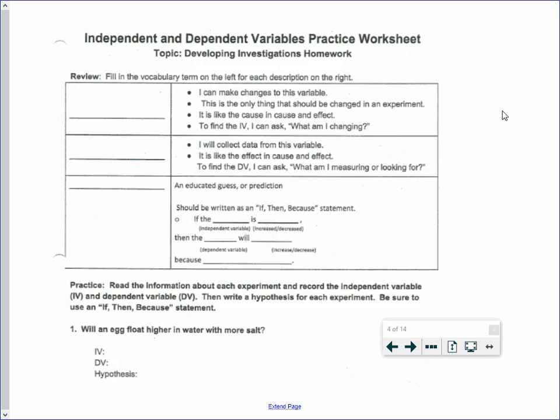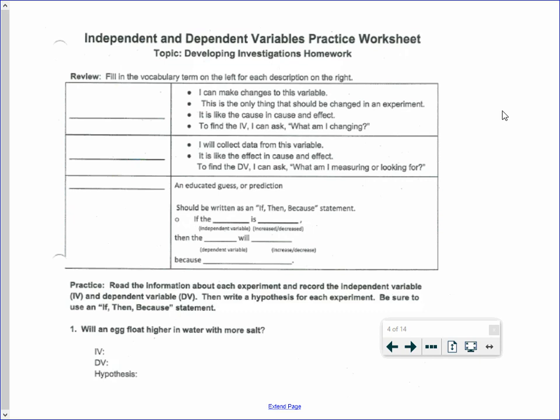So it says, fill in the vocabulary term on the left for each description on the right. So all those bullets are blocked together. So each one of those things is going to correspond to the same word that we're looking for. This is the vocabulary term that says, I can make changes to this variable. This is the vocabulary word that says, this is the only thing that can be changed in an experiment. I wonder what it is. This is the vocabulary word that describes the cause and effect. It's the actual cause.